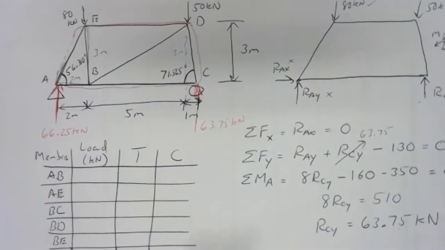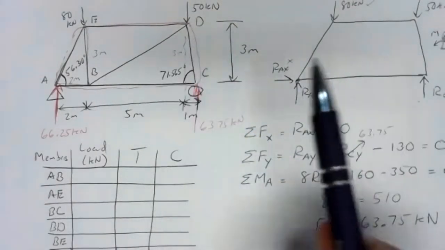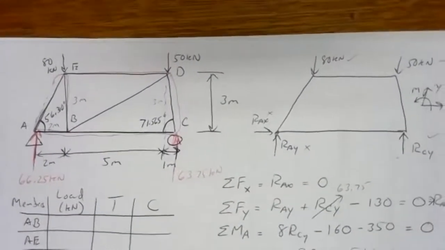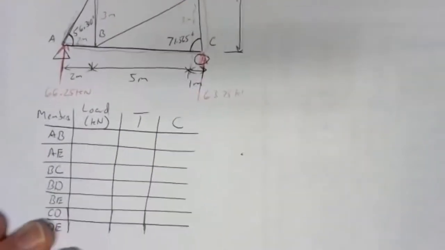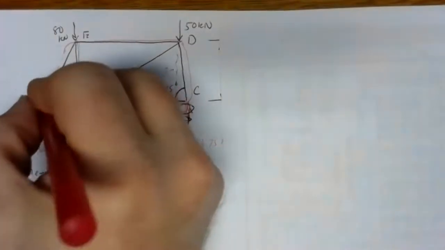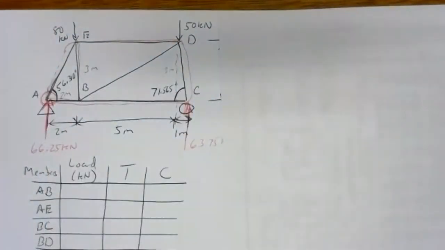So let's work out A and C. That'll get us 4 out of the 7 members, more than halfway through the problem. So let's start at A first. So let's draw our free body diagram for A. If you're having trouble figuring out how to draw the free body diagram, draw a little circle around that joint and make sure you represent everything that crosses or touches that circle.